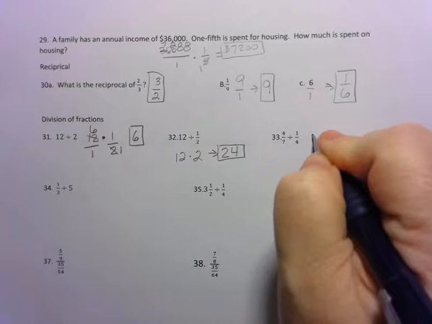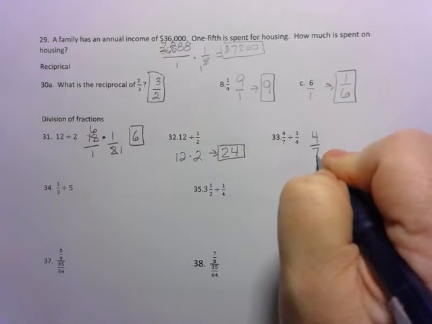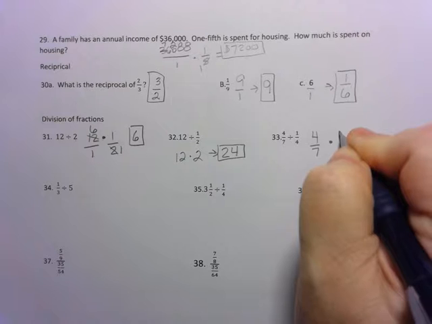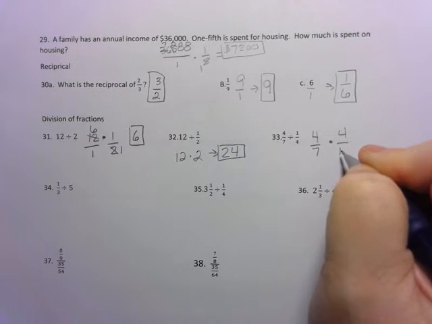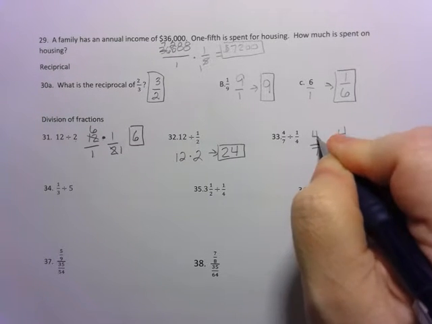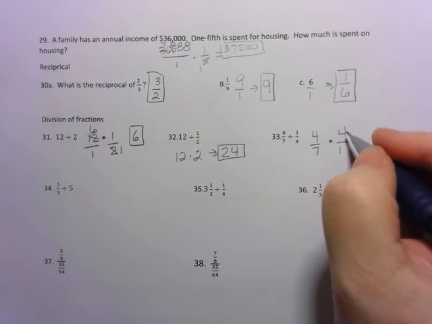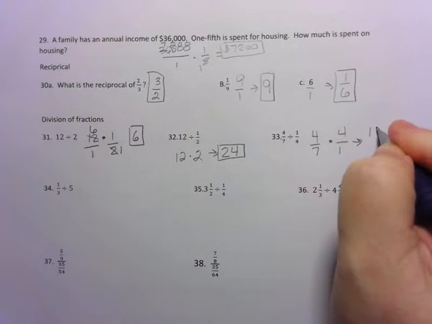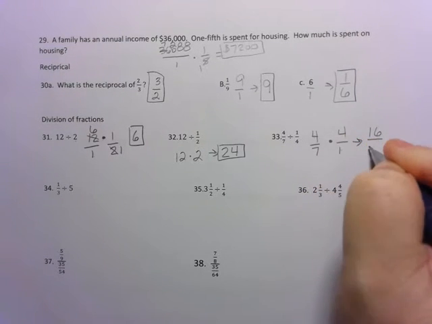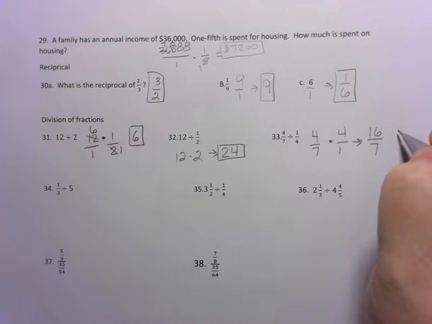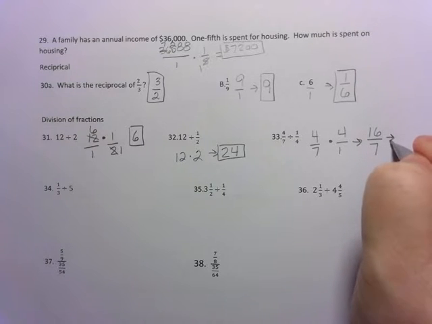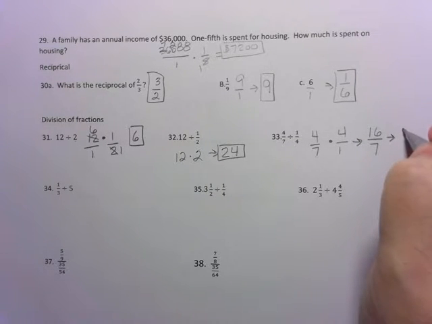Here, when I have division, I have 4 over 7 times 4 over 1. This gives me 4 times 4. Remember, I cannot cross out numerator to numerator. So I get 16 over 7 times 1. That's an improper fraction. Typically, we want to see it as a mixed number. 7 goes into 16 twice as 14. So I have 2 left over.